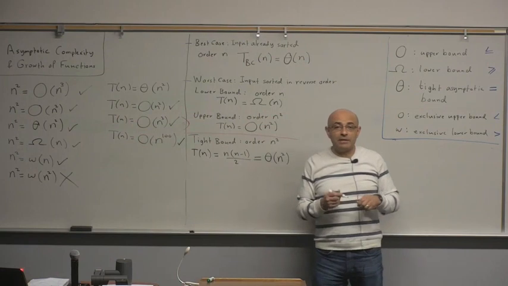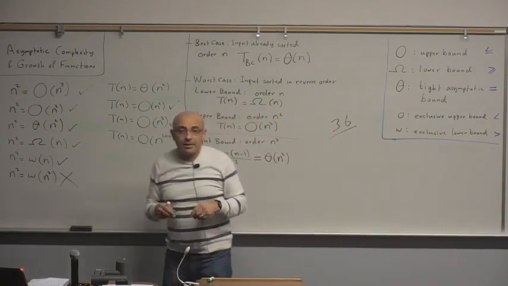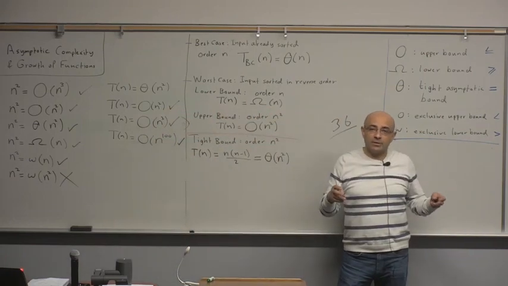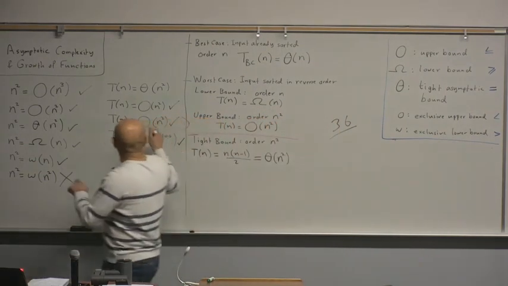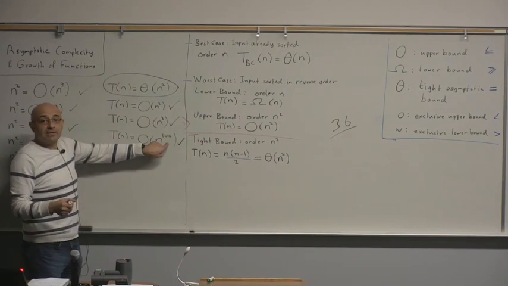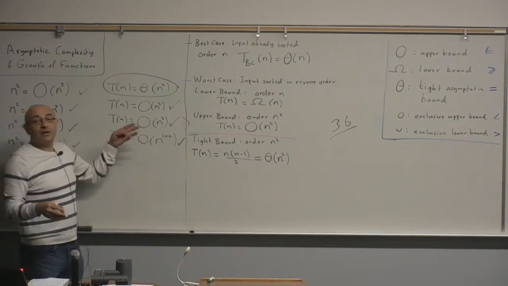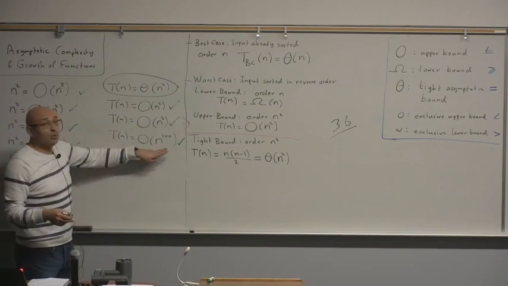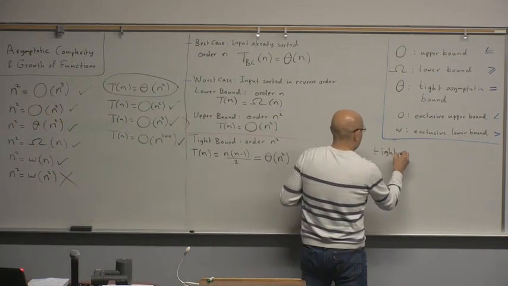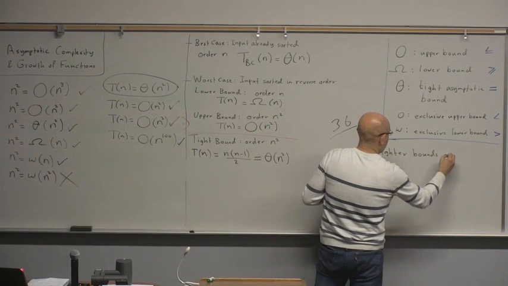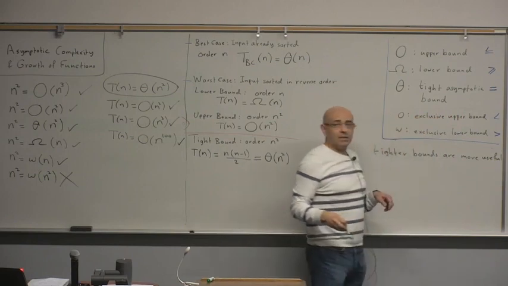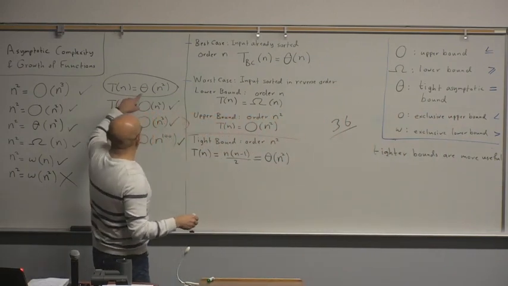And when it comes to bounding the running time of an algorithm, tighter bounds are more useful. Looser bounds are less useful, but they're still true. If we know that the running time of an algorithm is n squared, saying that it's O of n to the power 100 is a true statement, but it's not very useful. It's too loose. The tighter, the more useful, and the tightest is the theta.